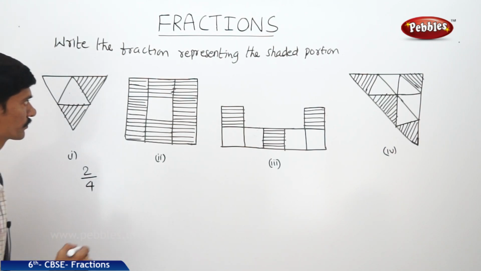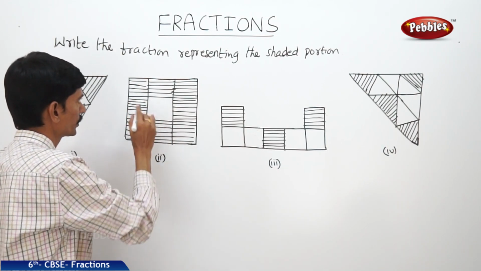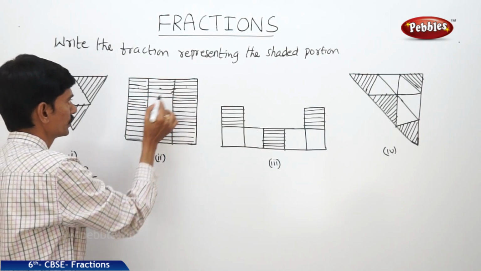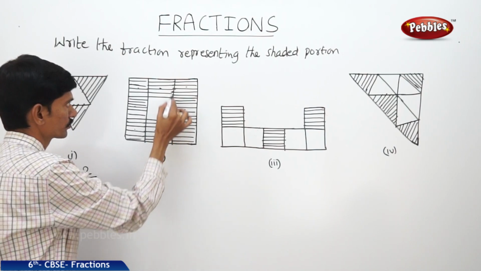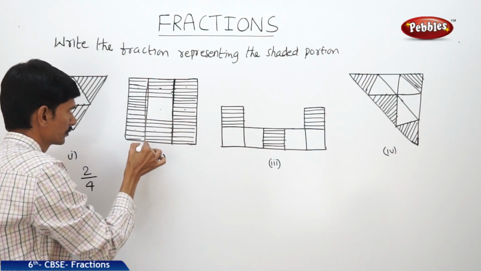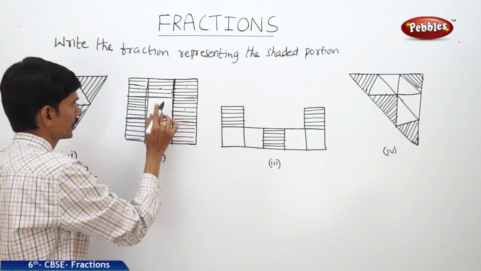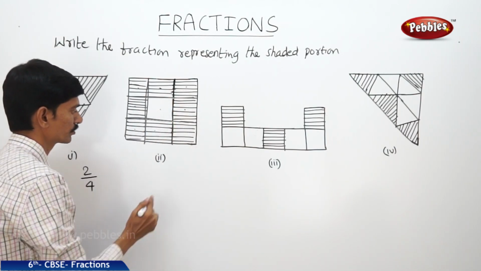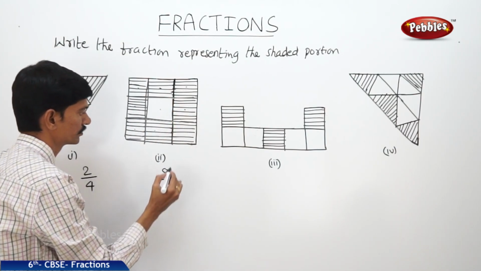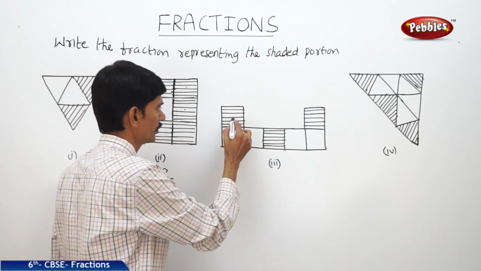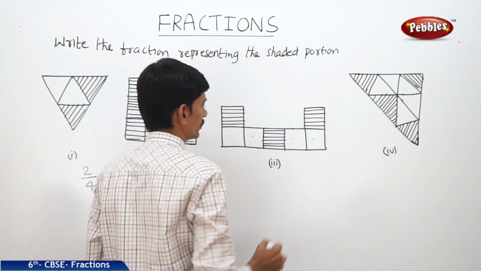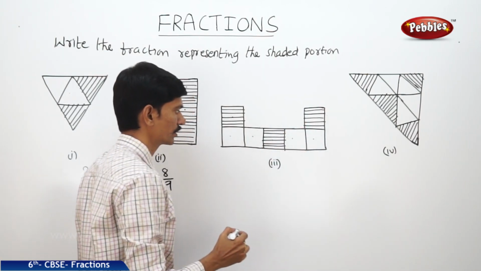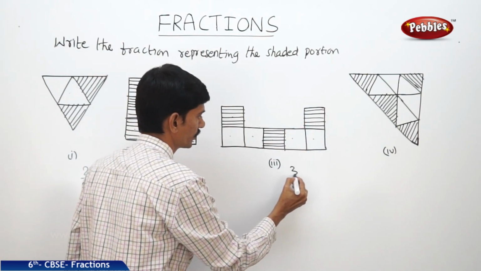Now the second question. A square has been divided into 9 equal parts. See here, 1, 2, 3, 4, 5, 6, 7, 8, 9. So there are 9 equal parts in the square, and out of 9 parts, 8 parts are shaded. So then 8 out of 9. The next: 1, 2, 3, 4, 5, 6, 7. So there are 7 equal parts, and in these 7 parts, 3 parts are shaded, so then we write 3 by 7.